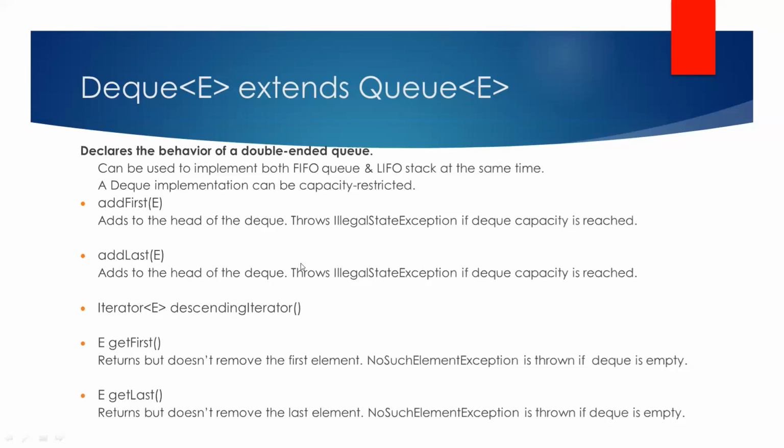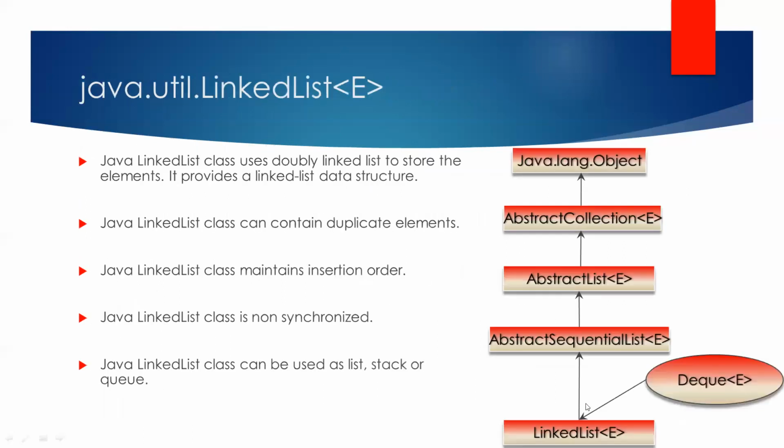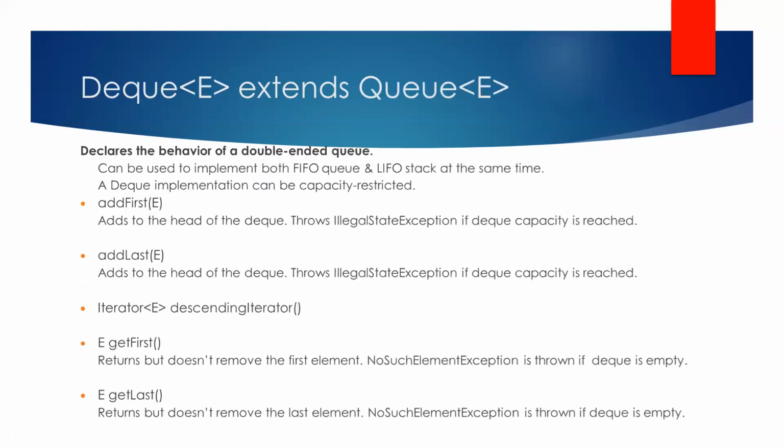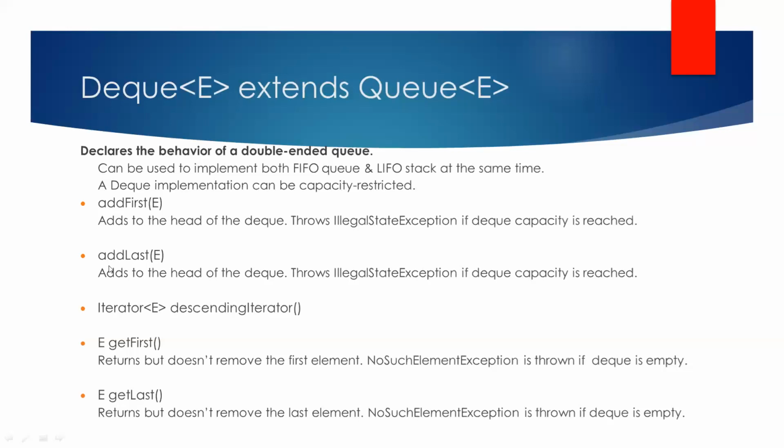So just look at the hierarchy of LinkedList one more time. In LinkedList, you will find that the DQ is implemented. It means we will get the methods like element, offer, peek, poll, remove, and addFirst, addLast, getFirst, getLast. Okay, so these are the methods additionally available in LinkedList.